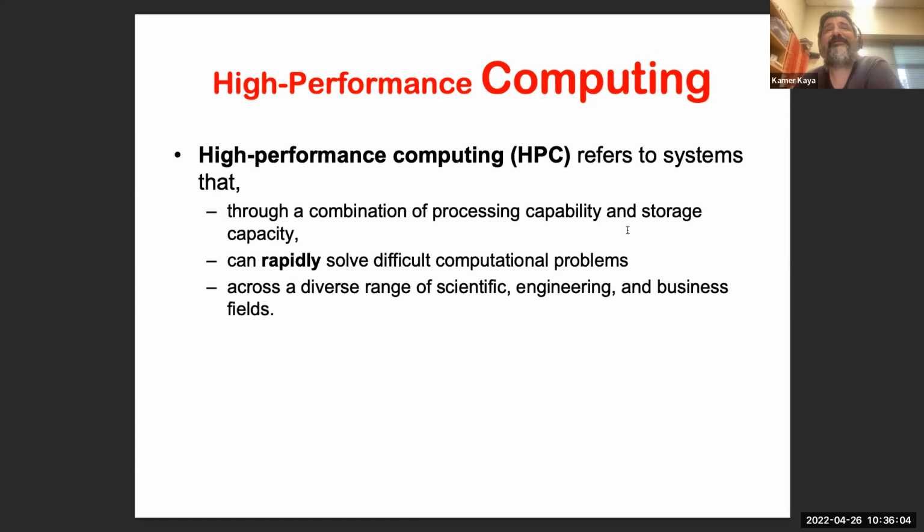But today, high performance computing refers to systems that can rapidly solve difficult computational problems. The HPC clusters today contain significant processing capability, like millions of cores and petabytes of storage capacity easily. And they are being used for a diverse range of scientific, engineering, and business fields.